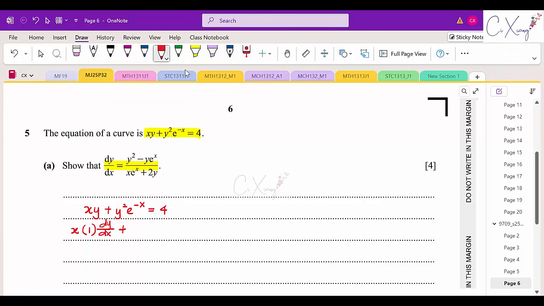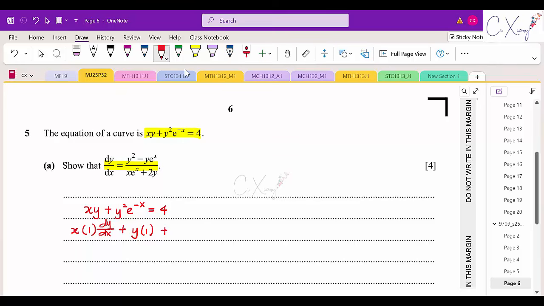Okay, so this one is copy the first bracket, differentiate the second, and now you want to copy the second bracket, differentiate the first. So differentiating x will give you 1. By right, you should be having dx over dx, that means you differentiate x with respect to x. But dx over dx, usually we don't write it out because it will be equal to 1. Then plus.